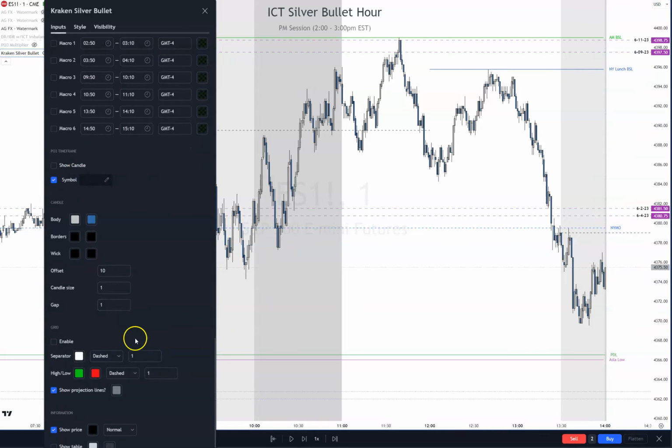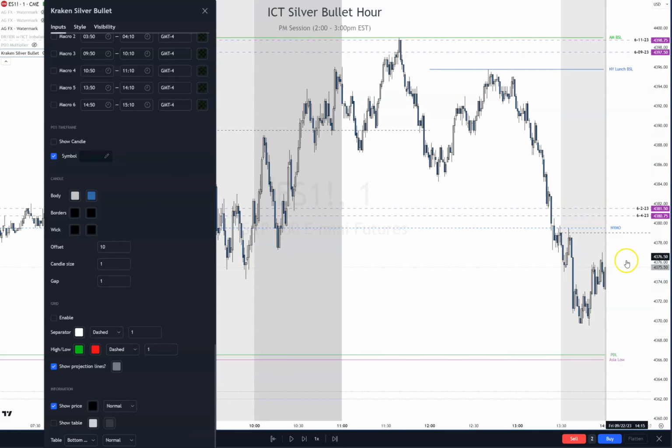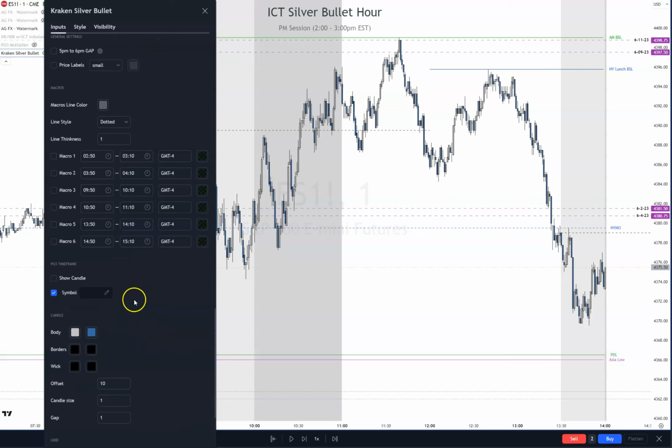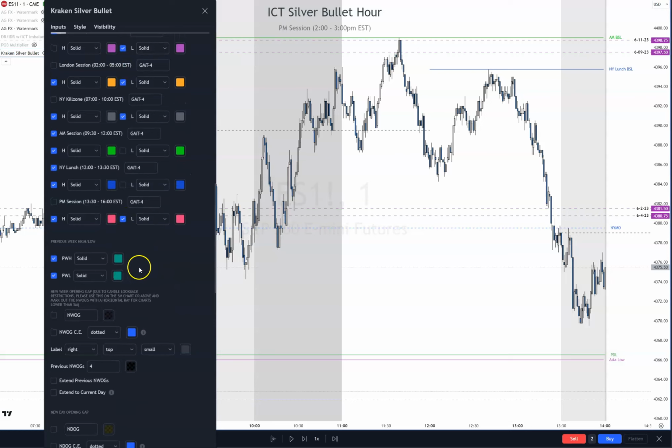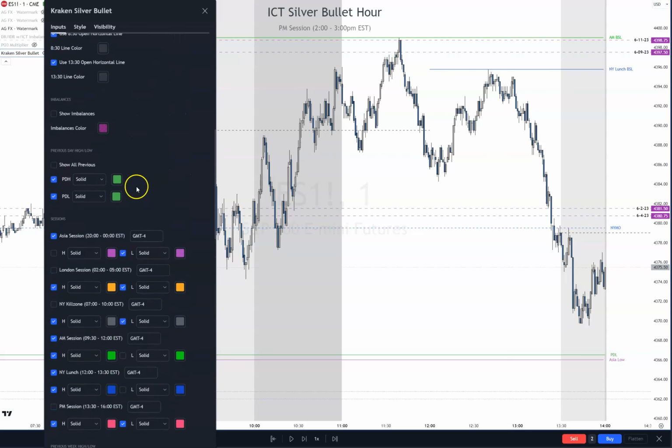And then you have the power of 3. So when it's live, you can see the power of 3, how it works out. So it's all for training your eye on the power of 3 and the macros. It's for training. And the new week opening gap, the weekly highs, the sessions, and the previous day highs and lows are all part of the Silver Bullet session.